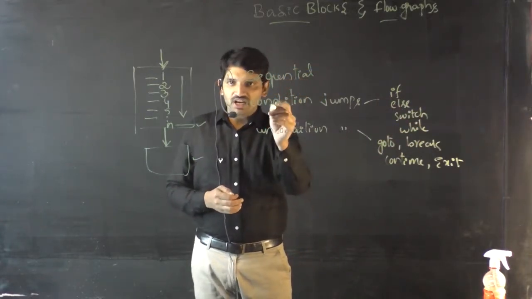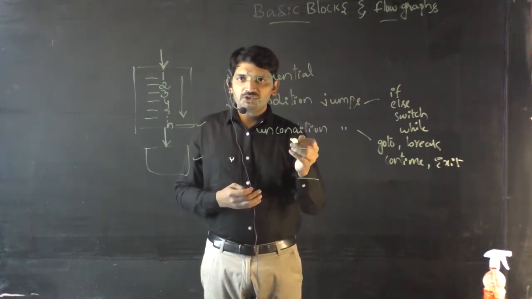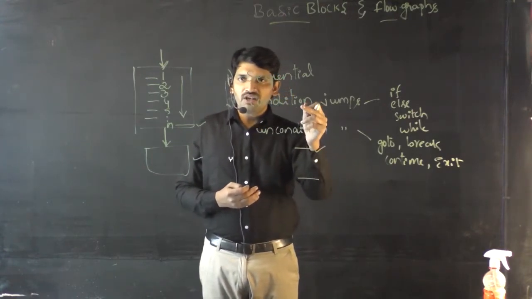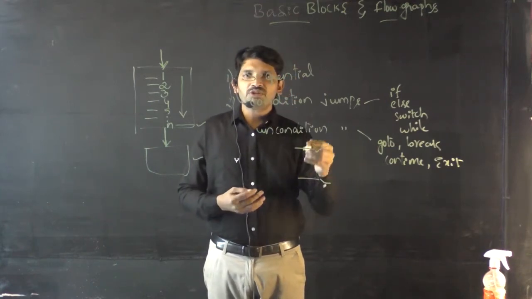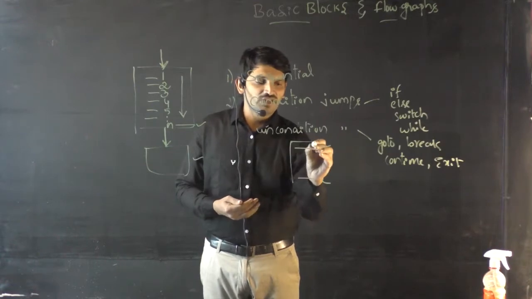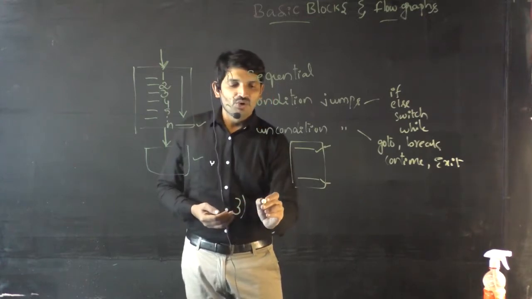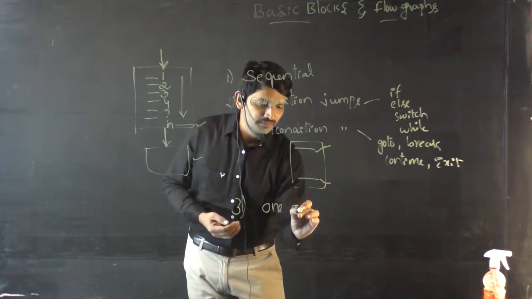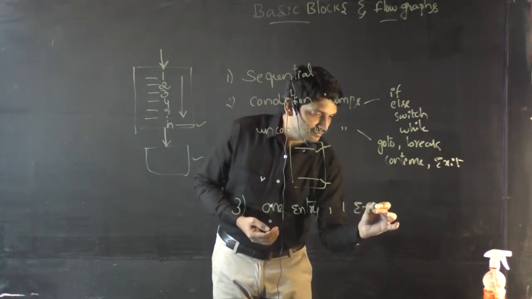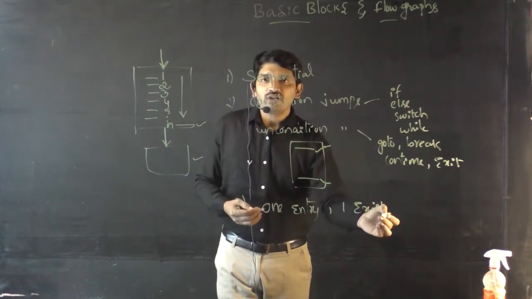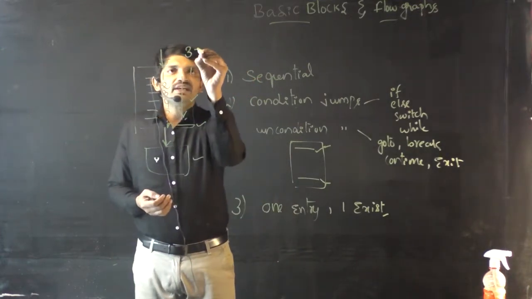So the basic block does not consist of these conditional or unconditional jumping statements in the middle of the block. These statements may appear at the first line or last line. Please remember this point. The conditional or unconditional jump may exist at the first line or the last line, that means the first instruction or the last instruction of the basic block. Next, there must be only one entry point and one exit point.